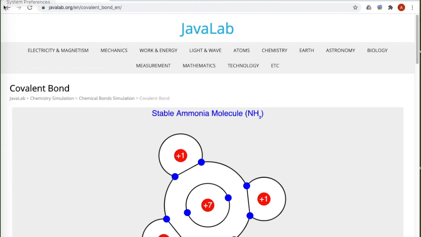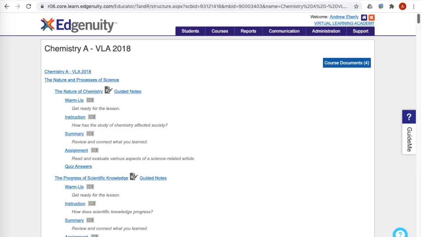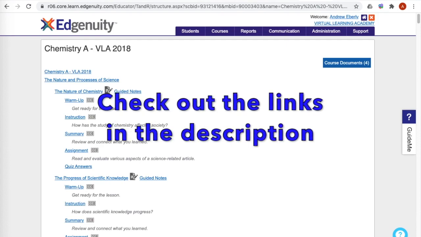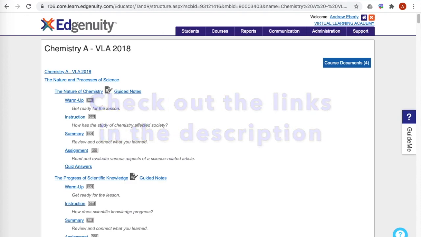So this is a simulation that shows bonding. The investment that you put into working with simulations can actually save you time when you're taking the quizzes. Just thought that that might help a little bit.